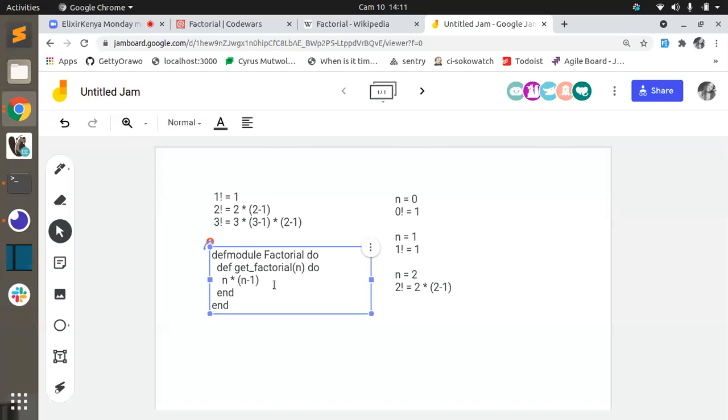But because the pattern matching happens from top to bottom, this get_factorial 0 should be above, like the first one should be this, I guess.